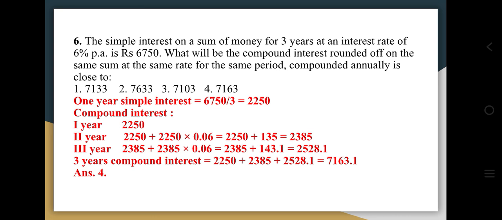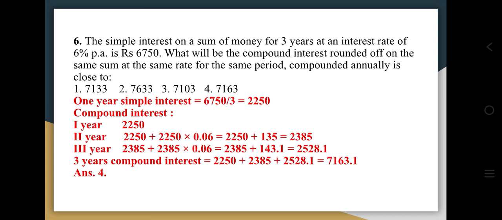So 3-year simple interest is 6,750. So what is 1-year simple interest? 1-year simple interest is 6,750 divided by 3, that is 2,250.